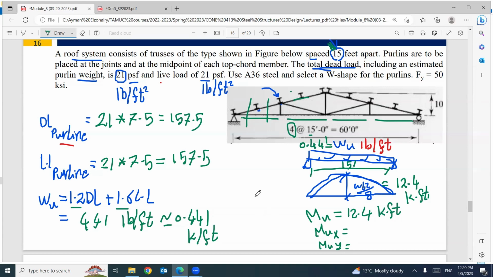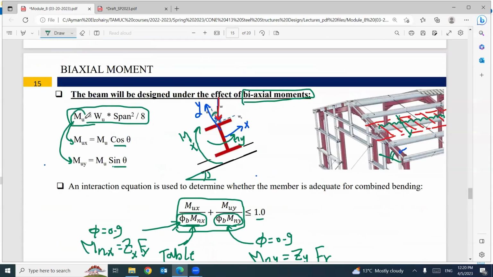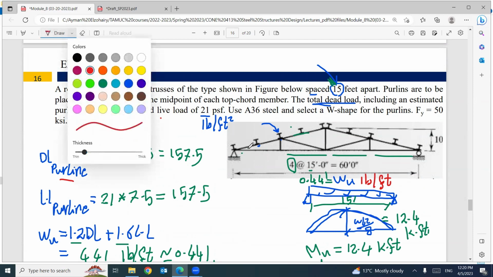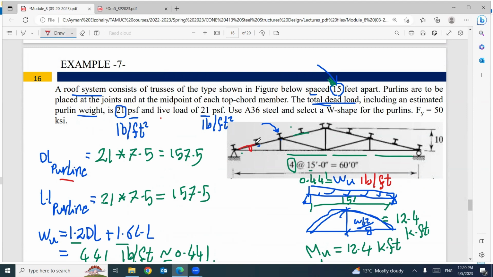If you would like to figure out the value of M ultimate X, go ahead and multiply M ultimate times cosine. M ultimate Y, your M ultimate times sine. Which angle? I'm going to use sine and cosine of the angle of inclination. This angle, the angle of inclination of the sloped surface with the horizontal. This is the angle theta. If it's not given, go ahead and figure it out. I think I can create this right angle triangle. I think this height equals 10 feet. I think this length equals 30 feet. I think I can figure out the angle theta.